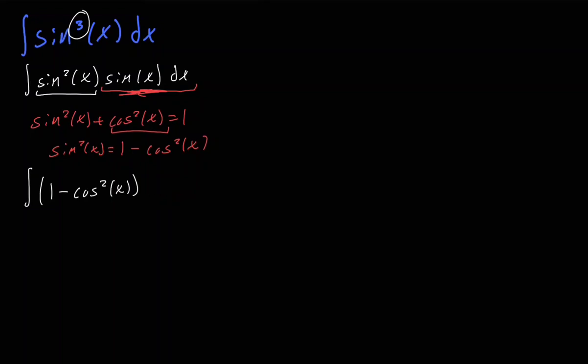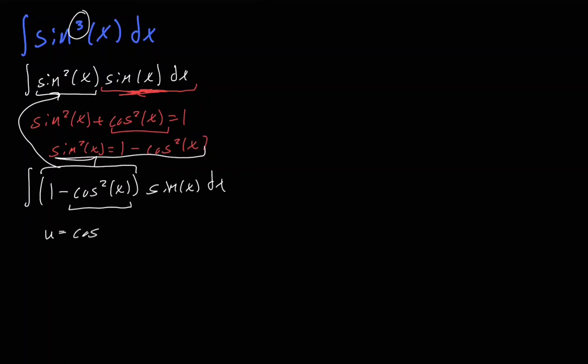Oh, sorry, not yet. Sine x dx, right? So all of this right here is coming from this up here, and we're replacing sine squared x. So now that we have this here, let's go ahead and set cosine x to u. So u equals cosine x, okay?